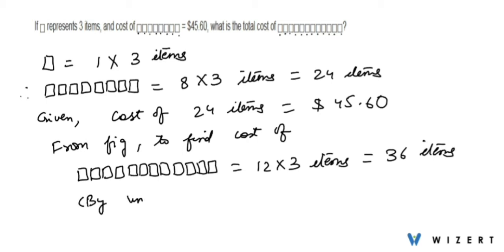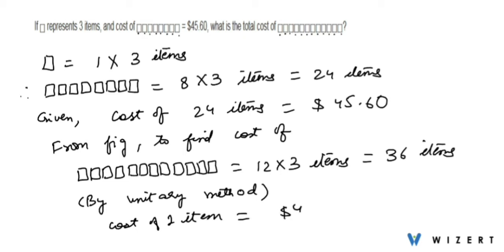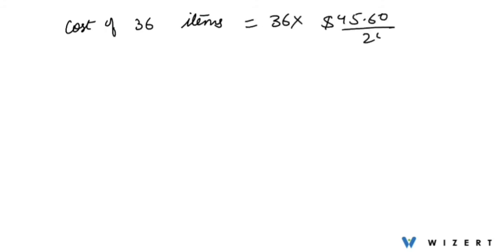Now, we will use the unitary method. By the unitary method, we can find out the cost of one item, because we already know the cost of 24 items, which is $45.60. So, we will divide this by 24 to get the cost of one item. Now, we have to find the cost of 36 items. So, the cost of 36 items is 36 multiplied by 45.60 divided by 24, which is equal to $68.4. So, $68.4 is our cost of 36 items, and this is our answer.